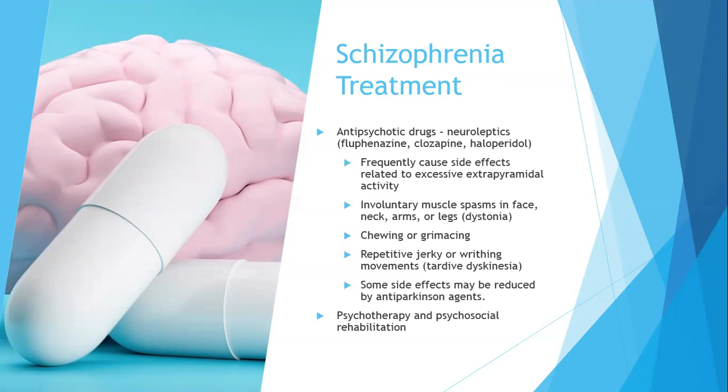Like I said, obviously not everybody who has Parkinson's has schizophrenia, and not everybody who has schizophrenia has Parkinson's, but there's a connection in there somewhere. There's a neurochemical connection. Psychotherapy and psychosocial rehabilitation are also used in schizophrenia treatment. And that's where I was saying that a lot of times people live in a healthcare setting or a care setting, so they can get the kind of treatment that they need.